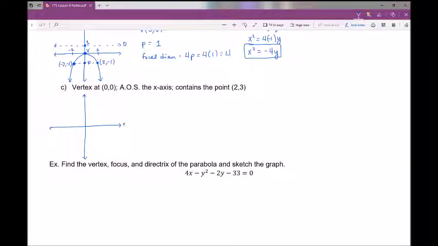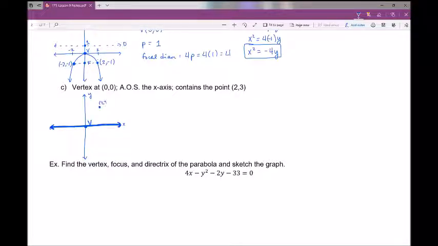So we have the x-axis and y-axis. They told us this time that the vertex is at (0, 0). The axis of symmetry is the x-axis, so I'm going to darken this a little more. Now we know we're dealing with a sideways parabola, because that axis of symmetry has to cut the parabola in half. And we also know that it contains the point (2, 3).